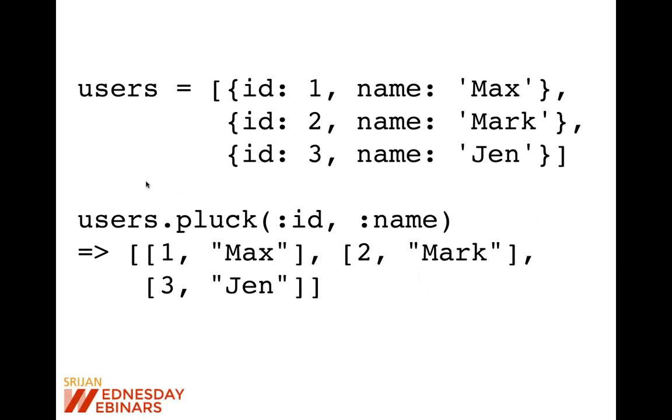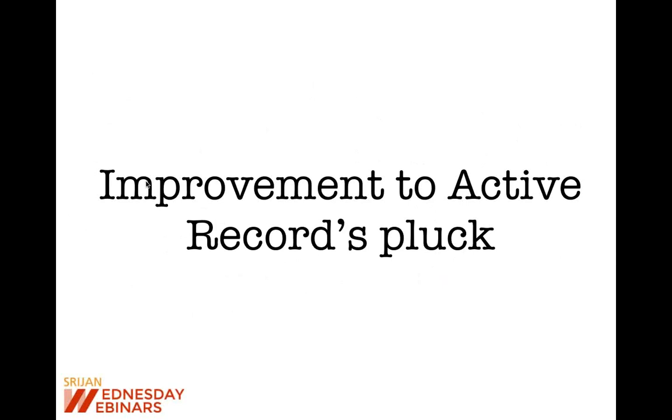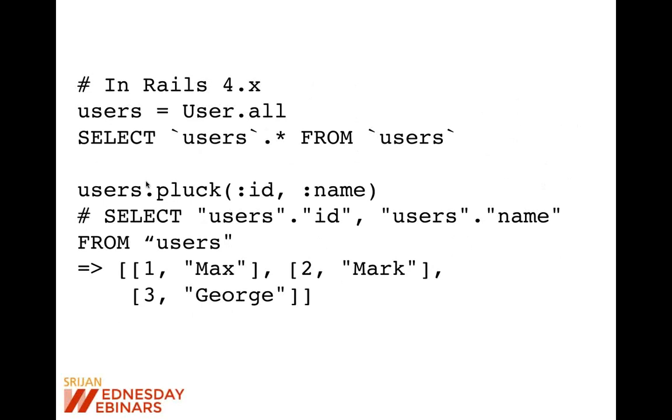Like I want to pluck ID and name, then that is also possible. And this has actually made improvements to Active Record's pluck. In previous Rails versions, even if, let's say in this example, I'm loading the users in a users variable by User.all, and then I'm doing a pluck on users, even if all the users are loaded, users.pluck will again generate a query for selecting ID and name, right? Because it cannot run pluck on arrays, so it has to generate the SQL.